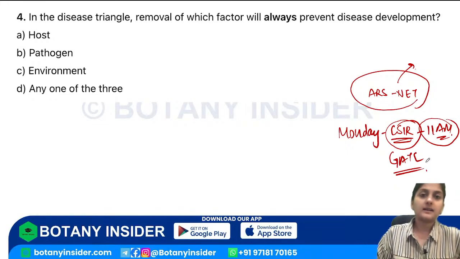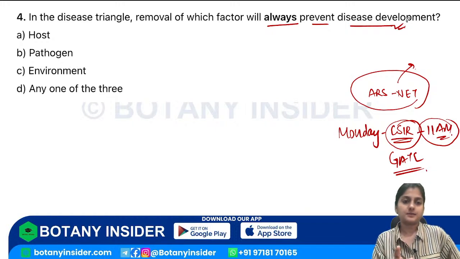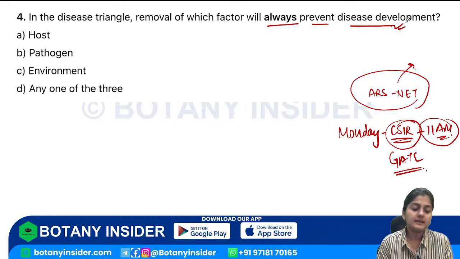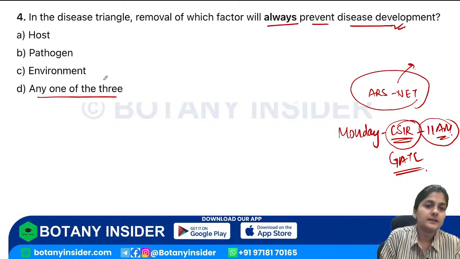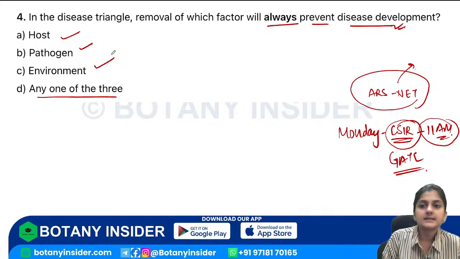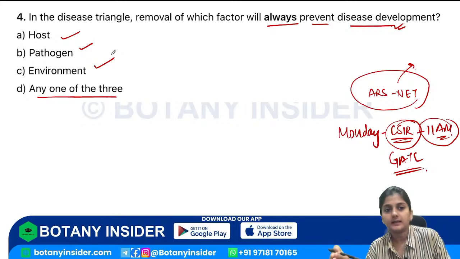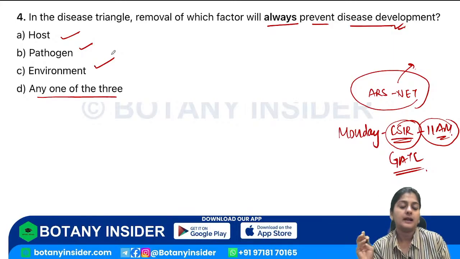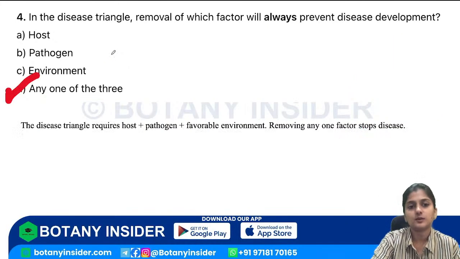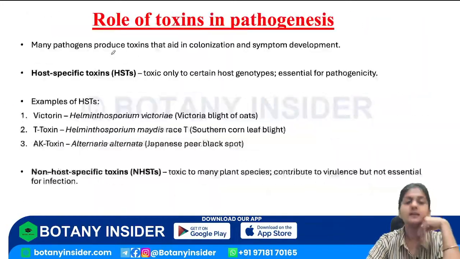In the disease triangle, removal of which factor always prevents disease development? Any one of them, either the host or the pathogen or the environment, can cause the disease development to be prevented, because all three things need to be there: pathogen, host and the environment, right? So the answer for this is option number D. So that is about this particular session. I hope all the things are clear to everyone.